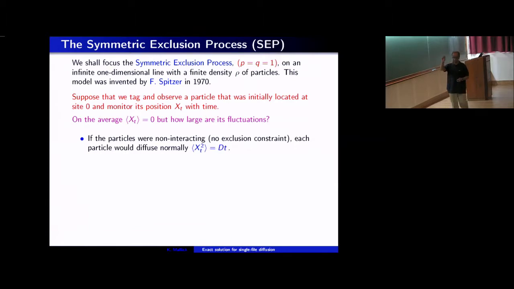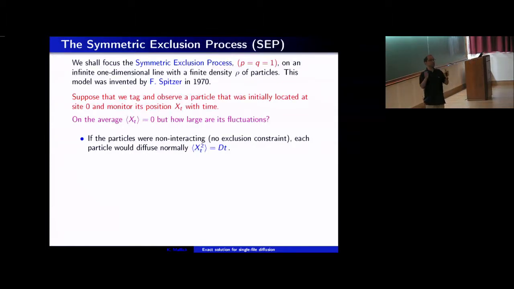And now suppose that we tag a particle. So we put a color on it. It's a classical model, so we are completely allowed to do that. There is no permutation invariance here. All particles are distinguishable. So we tag a particle and we look at it, we monitor its position with time. So of course, because the walk is symmetric, on average, the average position of this tagged particle will be 0.